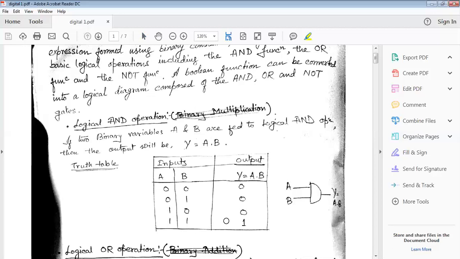So if I multiply these numbers, Y equals A dot B, and the basic representation of AND gate is like that. These are the input side A and B, and I have an output of Y which is equals to A dot B. So here you can see if both the inputs are high, then the output is also high. High means 1, low means 0. If both the inputs are 1, only at that time the output will be 1. Otherwise, all the output will be 0.